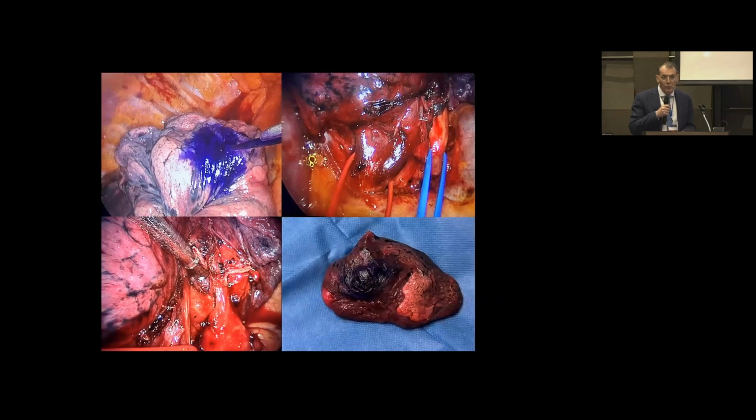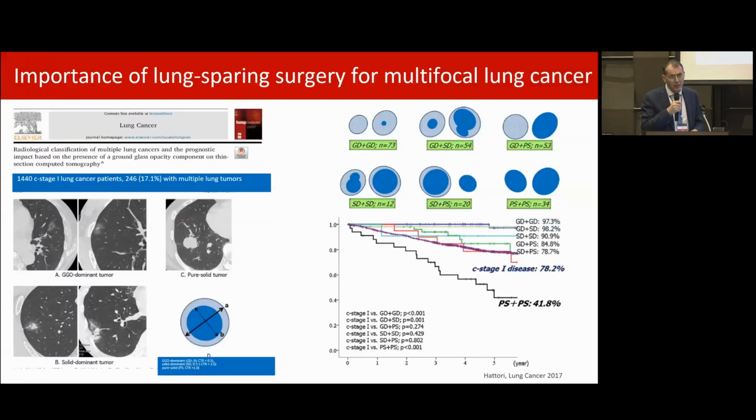It's a good idea to mark the surface with ink so you will not need to look for the lesion again and again while you are transecting the parenchyma, and then you find the tributary vessels and bronchi, and finally you get a good specimen with large margins, which is what counts more. This is important, especially as we have heard before, for multifocal lung cancer. Well, we know that the prognosis is governed by the tumor with the largest solid component.